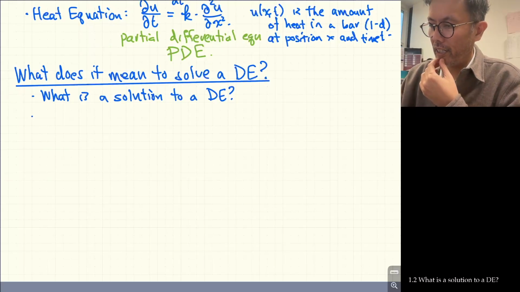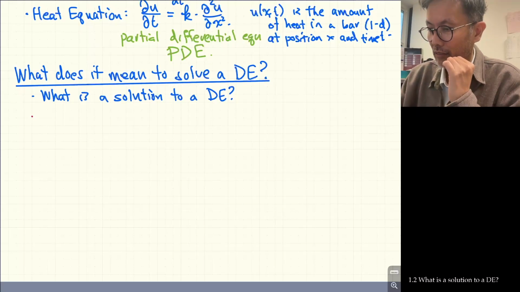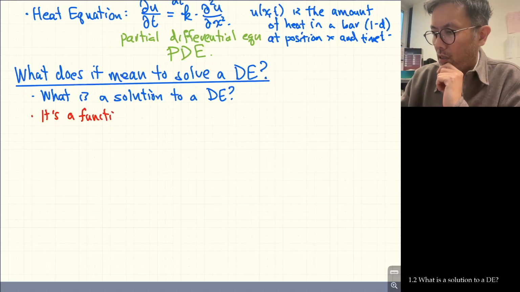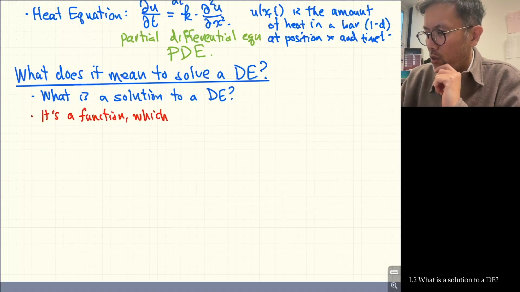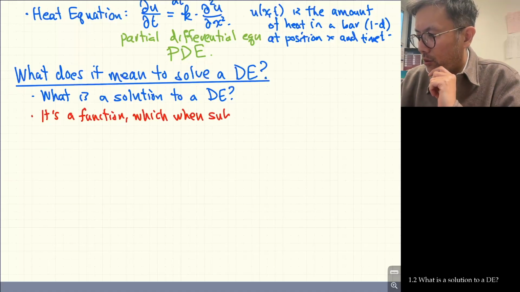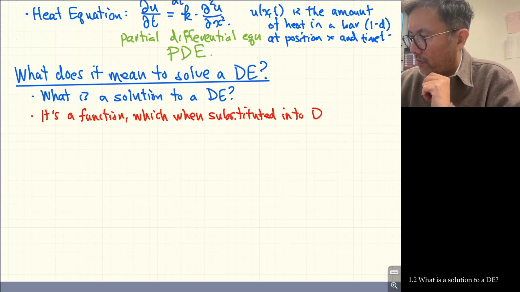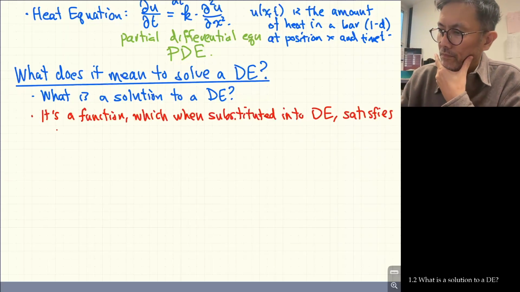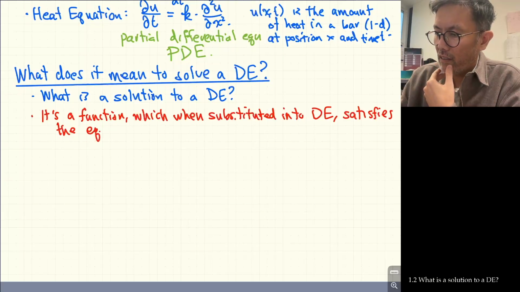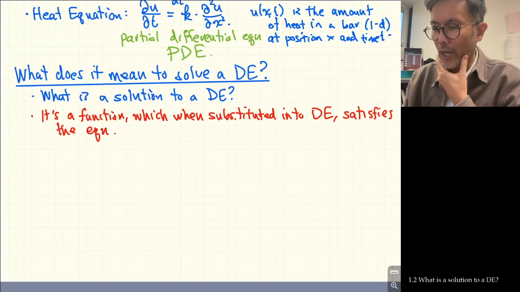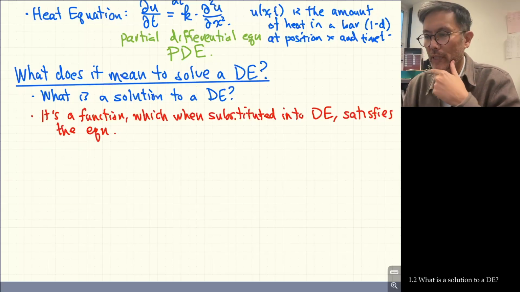So here is the answer. The key thing here is that it's a function, which, when substituted into the DE, satisfies the equation. Let me clarify what I mean by this, perhaps through an example. I think this is probably the best way of going about it.